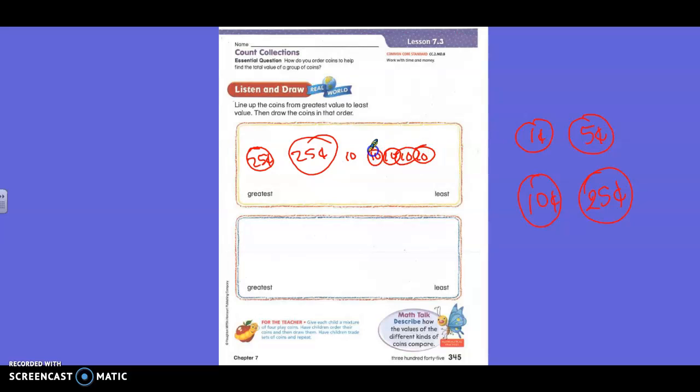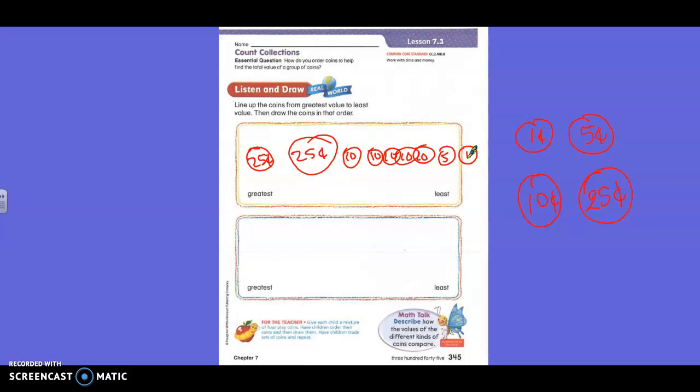I know I don't have my cent in there. And what else? A nickel. 1 nickel. And a penny. And 1 penny. All right. Is that in order correctly? Yes. From greatest to least, our quarters are most.